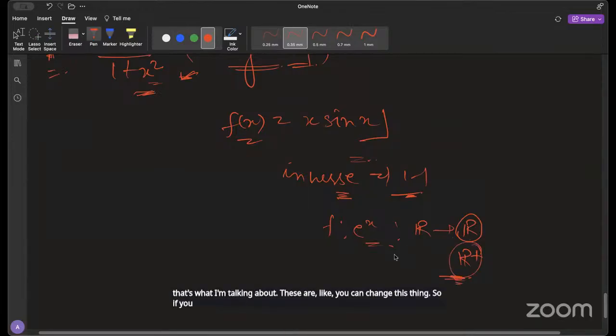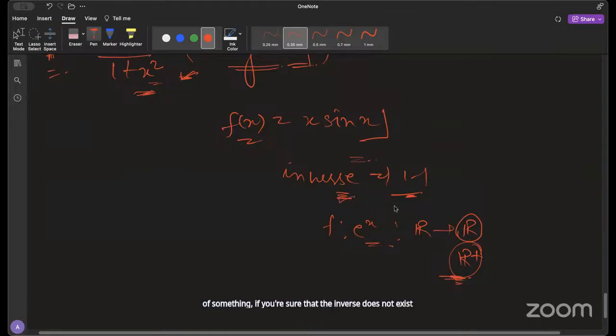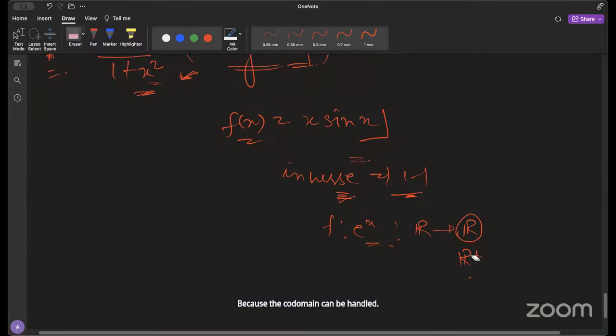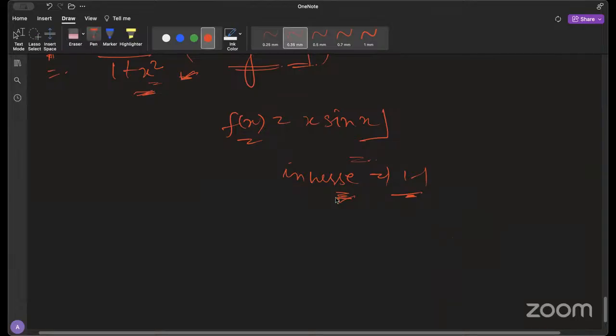So if you can't find the inverse of something, if you're sure that the inverse does not exist, then it's most likely because it's not 1-1, because the codomain can be handled. Is that understood? All I'm trying to say is, if you're not able to find the inverse, just drop the inverse method. It doesn't say that it's not a 1-1 function. You'll have to try some other way.